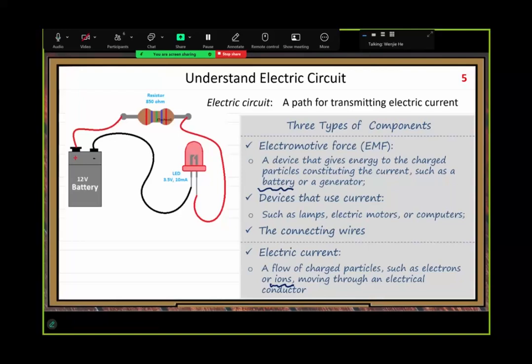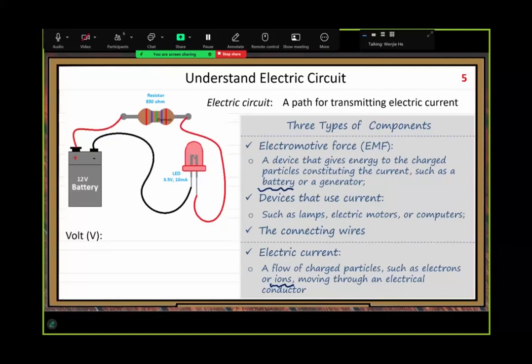Then another important concept we need to discuss. Good. Okay. So I'll check your name in the break time. All right.